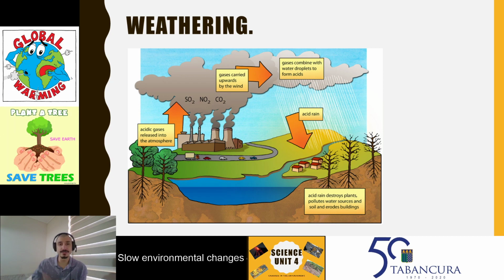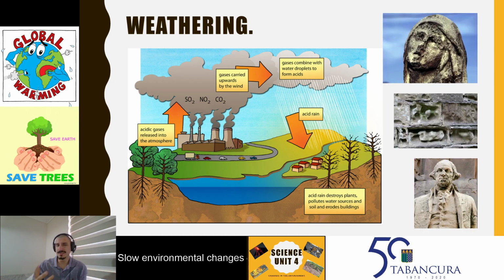It weathers buildings. So if you look at these images, you can see that these statues and this building are being eroded, are being weathered, okay? All of these holes and black, dirty-looking marks are because of the acid falling down in the form of rain, okay? So it's also very harmful. So weathering is caused by acid rain caused by burning fuels.